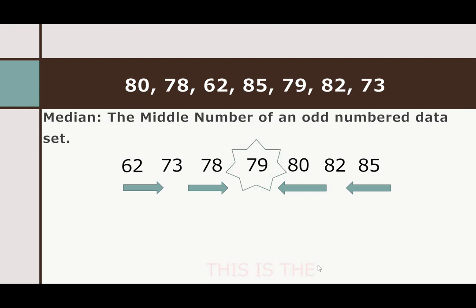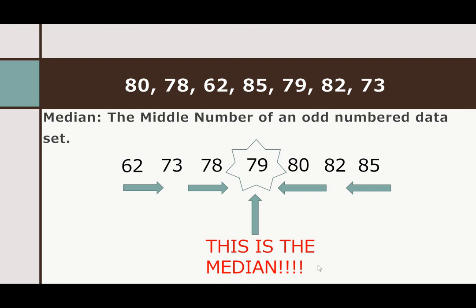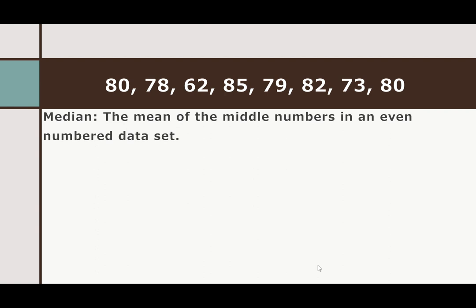Easy peasy. That 79, that's the median of this odd numbered data set because we had 7 numbers and not 6 and not 8. There was one number by itself in the middle of the data set, and that number, 79, represents the median. Well, what if we did have 6 or 8 numbers? How would we find the median then? Let's take a look. The median of an even numbered data set is the mean of the 2 numbers in the middle. What do I mean?